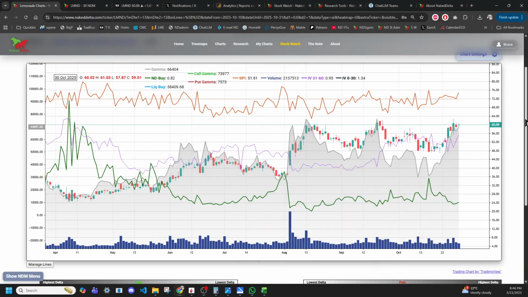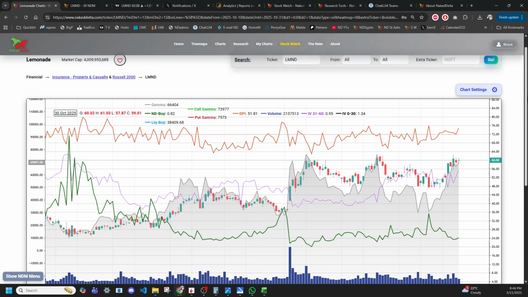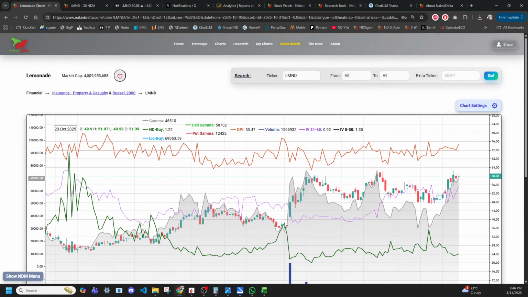Quick video here on the NakedDelta Matrix and how to use them, how to read them, and what all the little different instrument filters mean, where they're operating. So the first thing is the naming and the market cap, and we can look through which sector it's in, which industry group it's in, which index it's in, and then its ticker name.